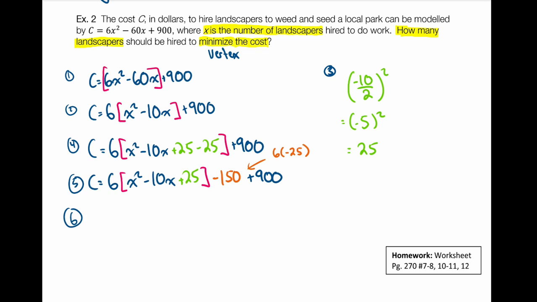Then finally, in our last step, we're putting it all together. We're factoring our bracket into a perfect square, which we can get the value. It's going to always be x or whatever this variable is, and then the number from our second step in the magic square. So x minus 5 all squared. Collect like terms outside the bracket. So basically add those two numbers together and you get plus 750.